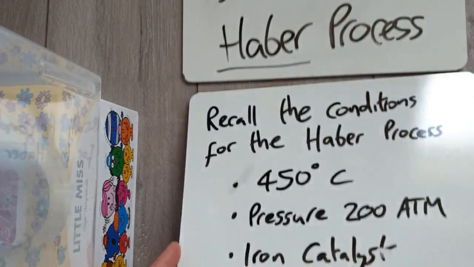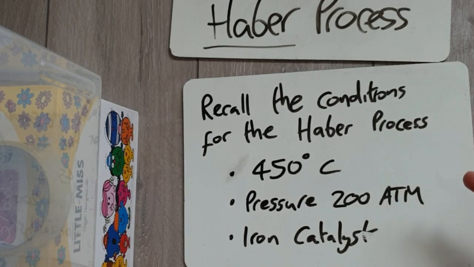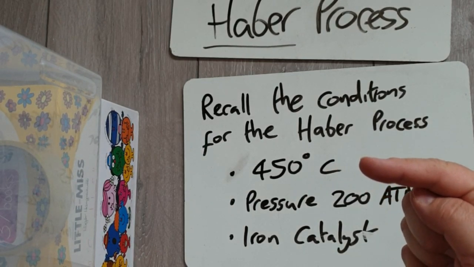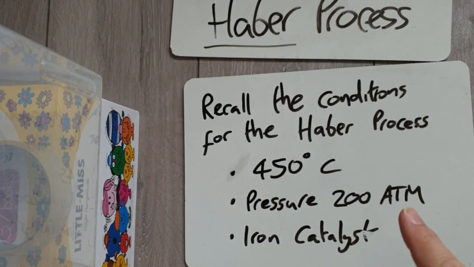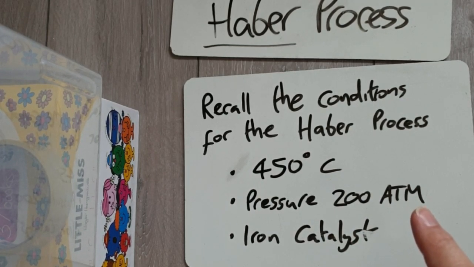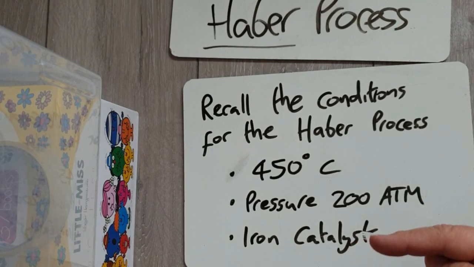You need to remember the conditions for the Haber process. It's just 3 conditions you need to recall. It happens at a temperature of 450 degrees. It happens at a pressure of 200 atmospheres, so 200 times the pressure that you're under at the moment. At the moment, you've got 1 Earth's atmosphere pressing down on you, so 1 atmosphere is the pressure in your room. So this needs a pressure of 200 atmospheres. It also needs an iron catalyst.